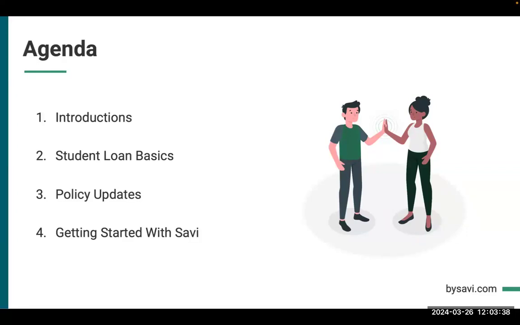And then we're going to transition the last part of the presentation to talk about getting started with Savi. Savi is a technology resource and a human service that can help all of you successfully navigate around your student loans. So we're going to make sure that you all have access to that and can navigate through that tool and set up your account.